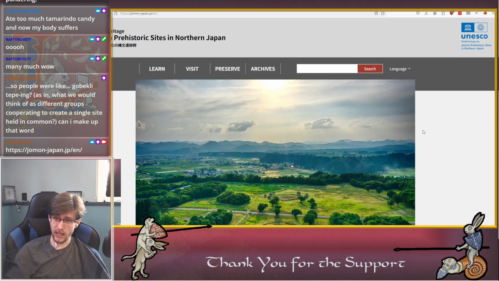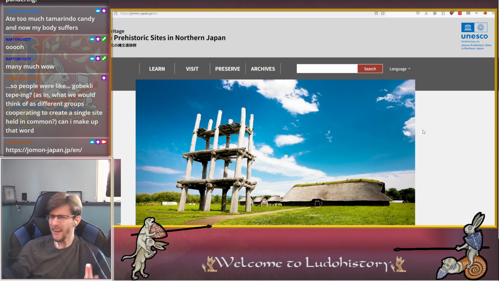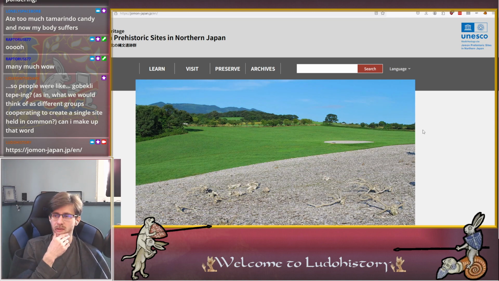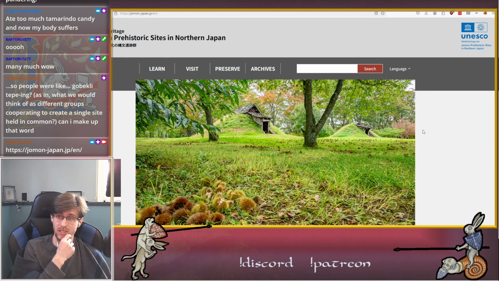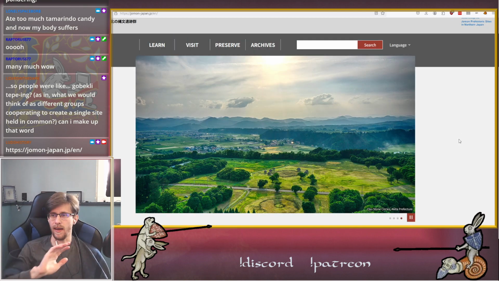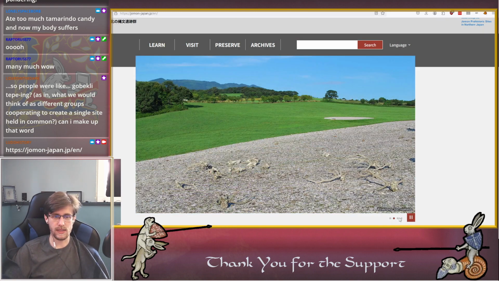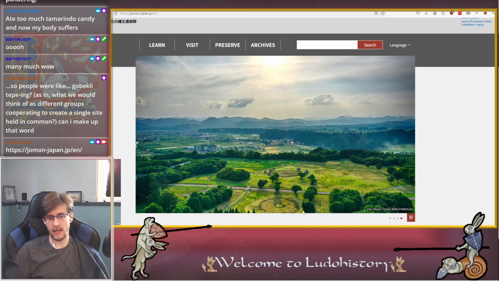So people were like, Gobekli Tepe, as in creating different groups collaborating to create a single ritual site held in common? Yeah, basically. That's super common by this period, obviously. I mean, Stonehenge is also that, but there's hundreds of late Neolithic or early Bronze Age sites that all show the same pattern. So I think it's just a cross-culturally pretty common thing to see: we have rituals, and we all have similar rituals, so let's collaborate and have these big stone circles, more or less shared in common.